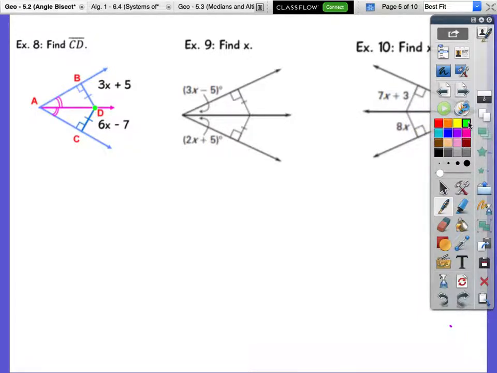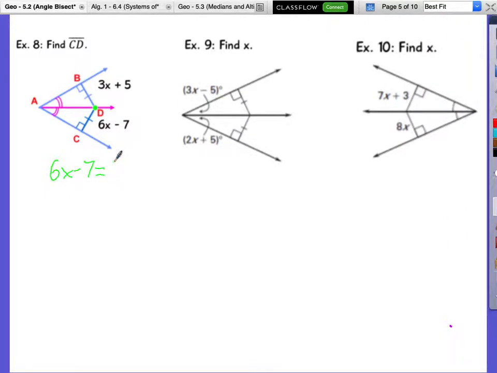Set them equal. Whenever we hear congruent, we should be having cowbells going off in our head like an alarm saying set them equal. So 6x minus 7 is equal to what? 3x plus 5. Go ahead and write that down now.